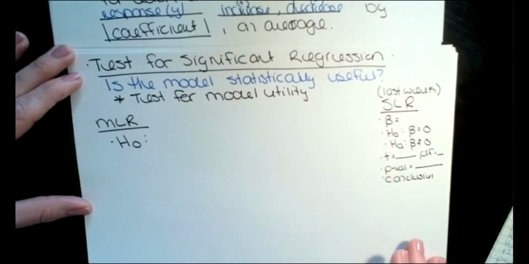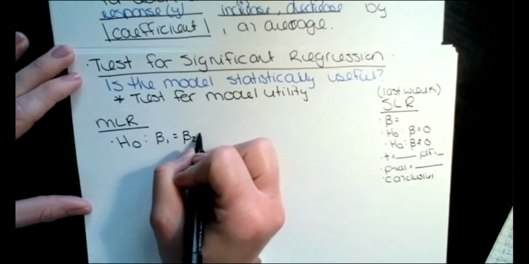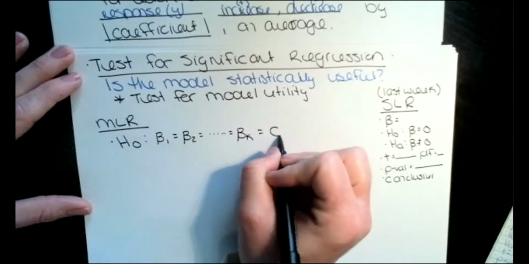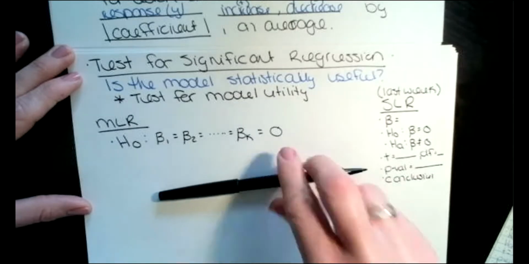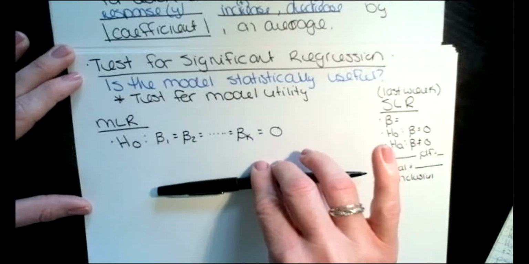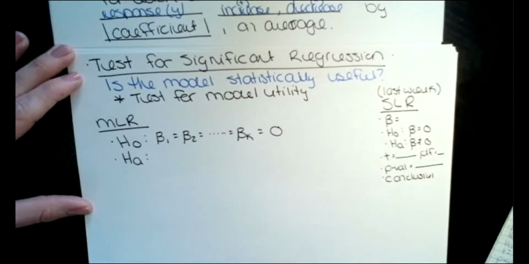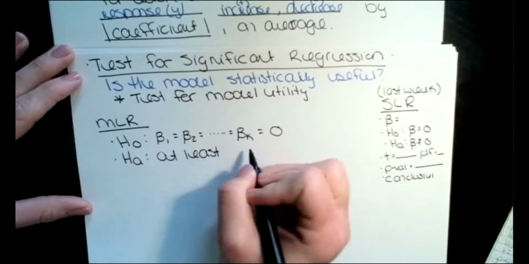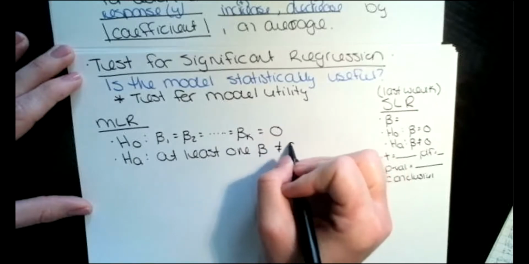So you could do it a couple different ways. To me, the quickest and easiest way is saying beta 1 equals beta 2 is equal to all the way up through beta k, and that they're all equal to each other, which they all equal 0, right? Because that's saying that the model is not useful when I have a slope of 0, a horizontal line. We're saying our model is not useful. So HA is that at least one beta does not equal 0. So I'm going to write it like that.